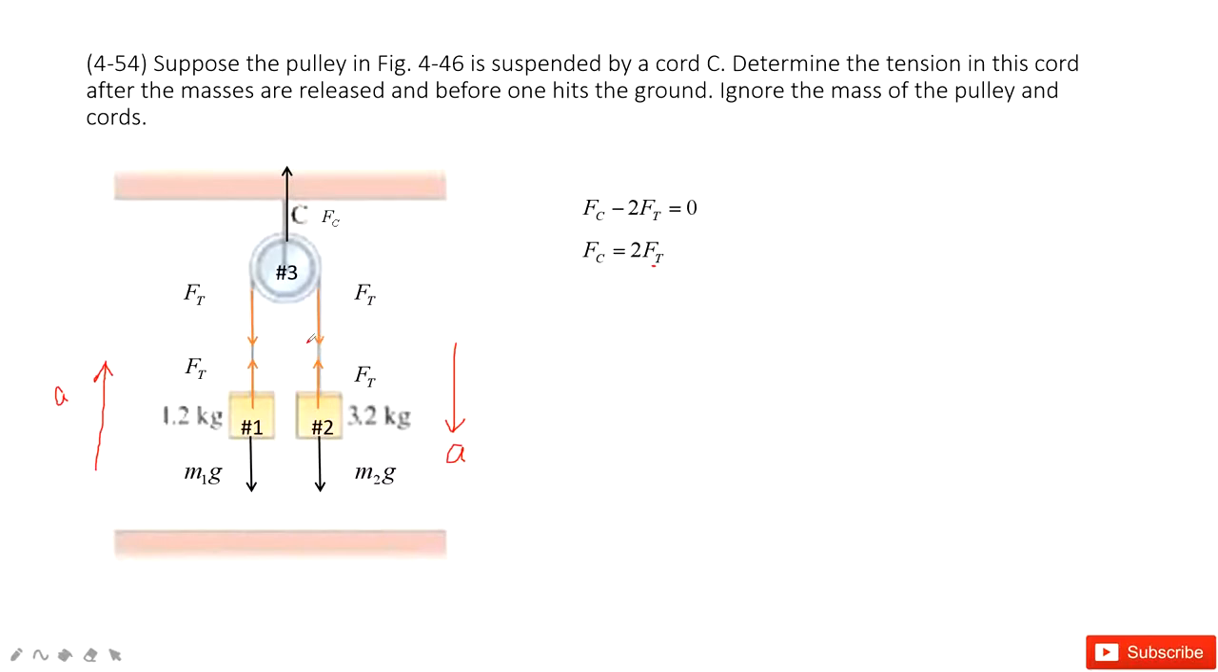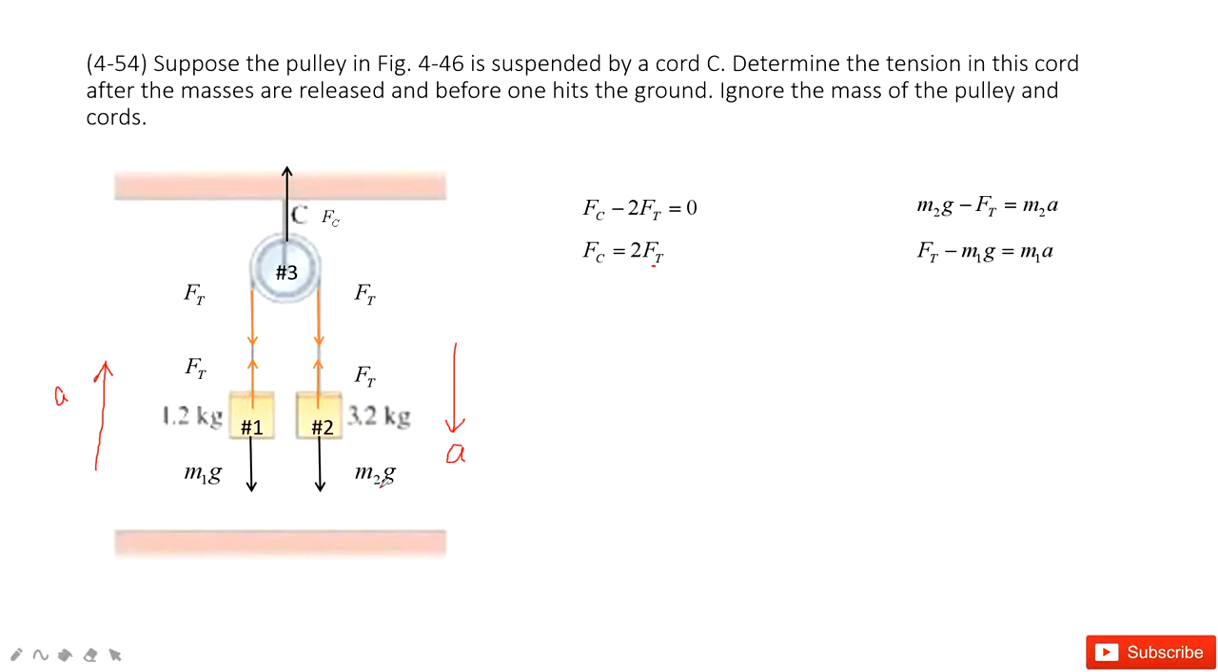So we can write Newton's second law. We can say M2g minus Ft equals M2a, the acceleration is the same. And then Ft minus M1g equals mass M1 times acceleration a, right? These two are Newton's second law. So can you get it? Because the acceleration is in opposite direction. For M2, it is down. For M1, it is up. So that is how we write these two equations.